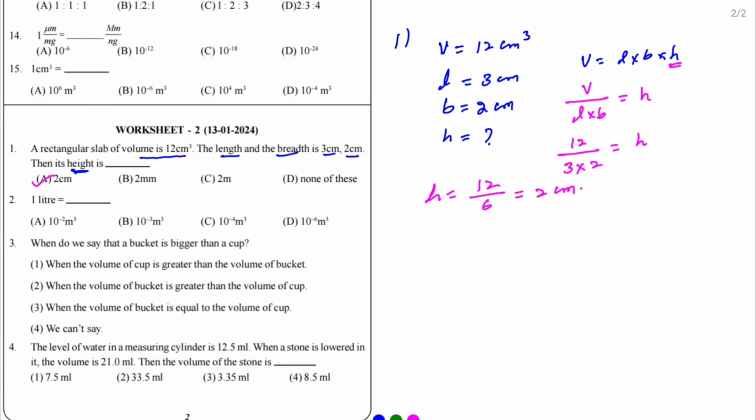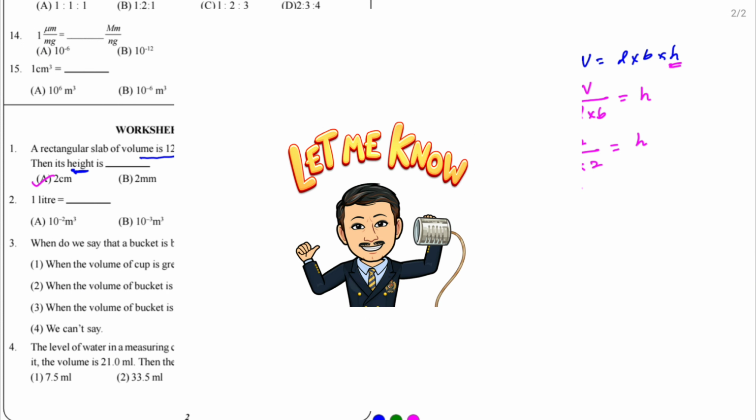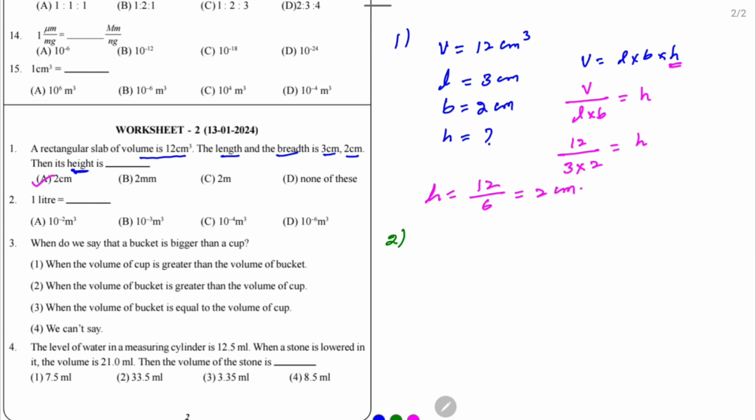If you get the same answer, let me know through the comments. Coming to the second question, which is 1 liter is equal to dash. Here we have to convert liter into meter cube. See, all the options are given in meter cube. So let's find the value of 1 liter in meter cube.